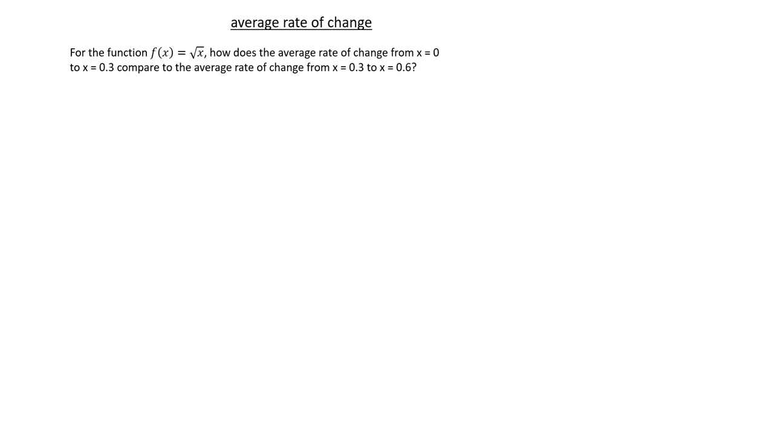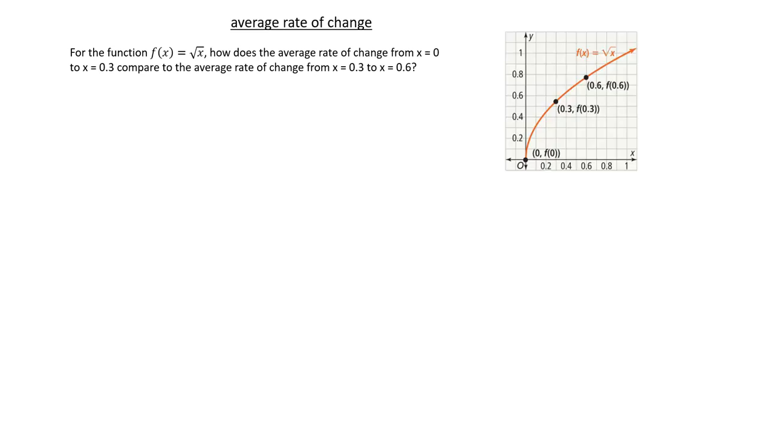Another thing we may want to find is the average rate of change. So for the function f of x equals the square root of x, how does the average rate of change from x equals 0 to x equals 0.3 compare to the average rate of change from x equals 0.3 to x equals 0.6?